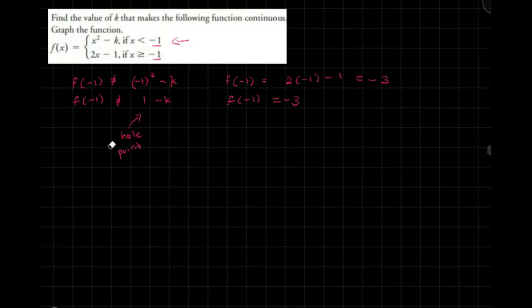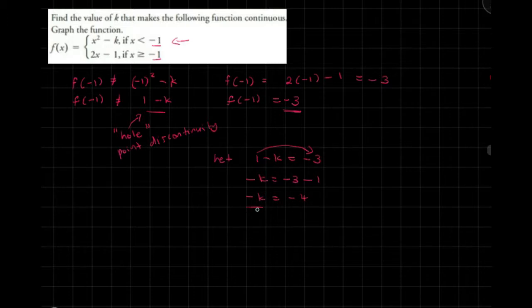Well, I should put hole in quotation marks. There's a point discontinuity that occurs at -1 and 1 minus k, right? So because there's a point discontinuity, the function would be discontinuous. If we equate this value with the -3, then the function will be continuous again. So I'm going to let 1 minus k equal -3. If I move the 1 to the other side, -k is -3 minus 1. -k is equal to -4. If I want to solve for k, I'm going to divide both sides by -1. k here is equal to 4.